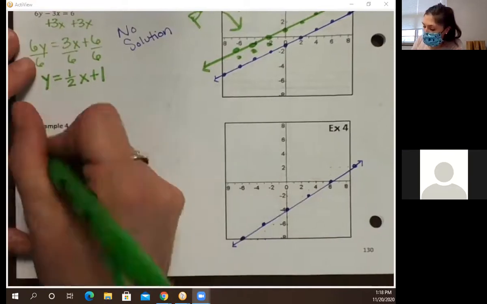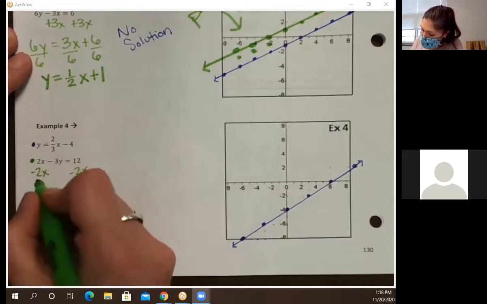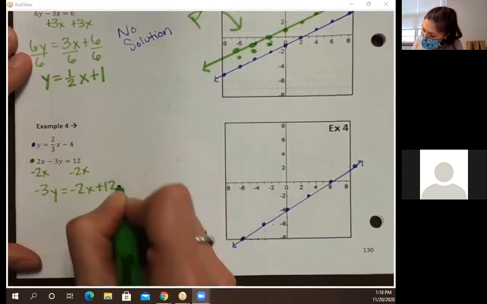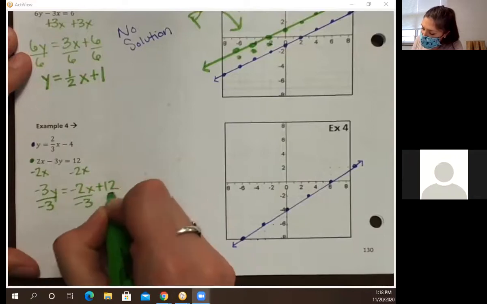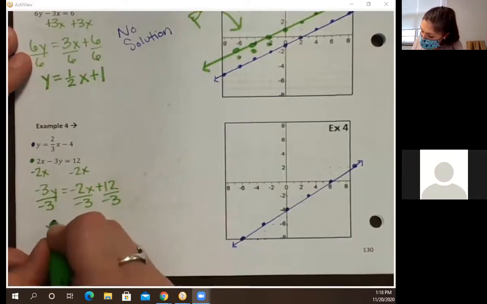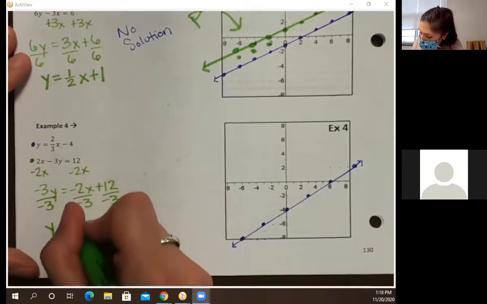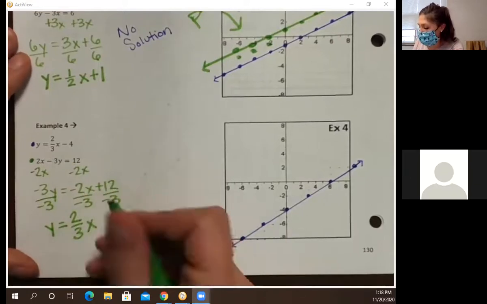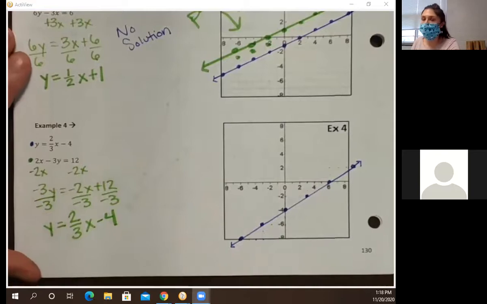And then for my second line, again, I'm going to change this to slope-intercept form. So move that 2x over. I get negative 3y equals negative 2x plus 12. Divide every term by negative 3 so I can get y by itself. So I get y equals negative divided by a negative would be a positive. And then I can't reduce 2 over 3 anymore, so I'll leave it as 2/3 x. 12 divided by negative 3 would be negative 4. So my slope-intercept form for that second line is y equals 2/3 x minus 4.